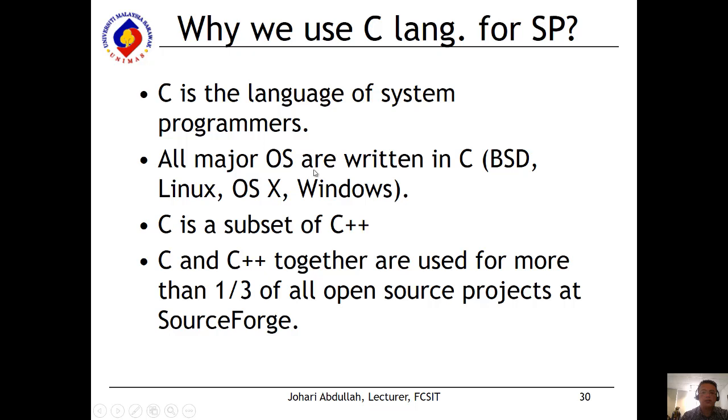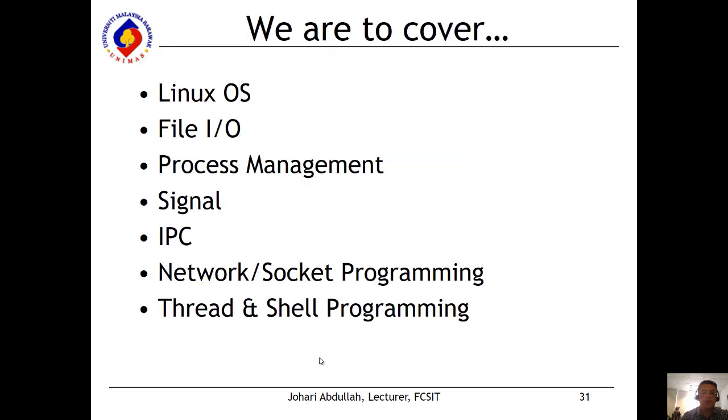Most of the major operating systems, Linux, BSD, OS X from Apple, and Windows, even for Windows, the core is actually written in C. Why? Because C is very, very fast. And if you look at SourceForge, one of the websites that hosts a lot of projects, one third of the projects are C or C++ based. So it's a very popular programming language, even though there are a lot of other newer programming languages like Python, Java, .NET, and so on.